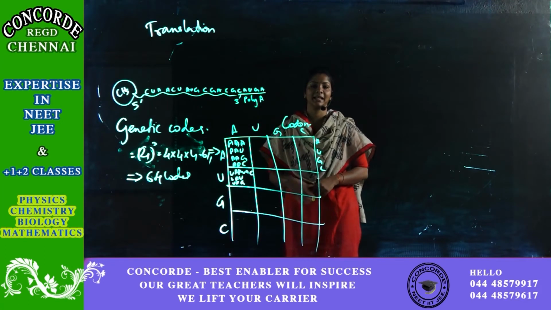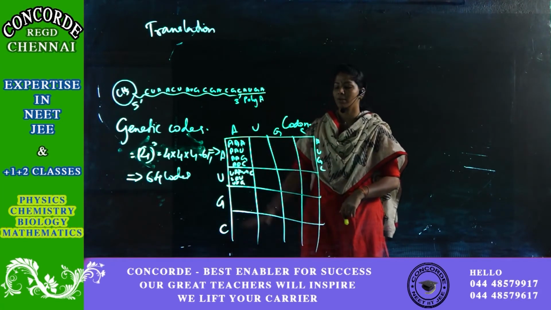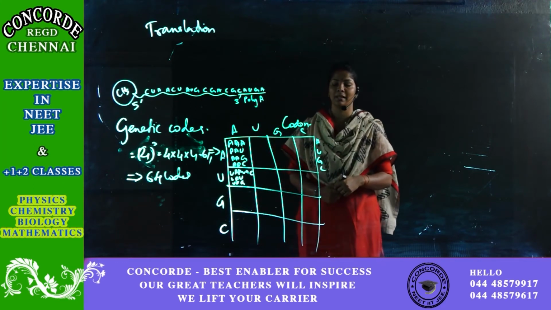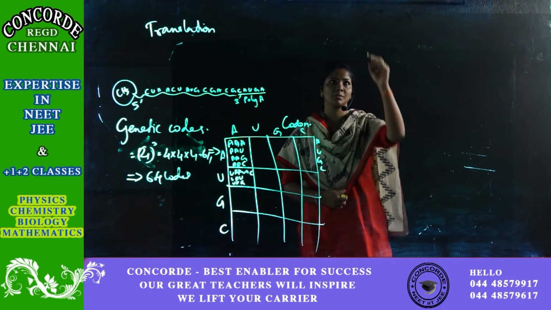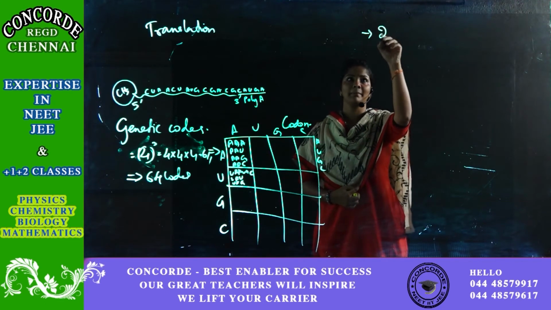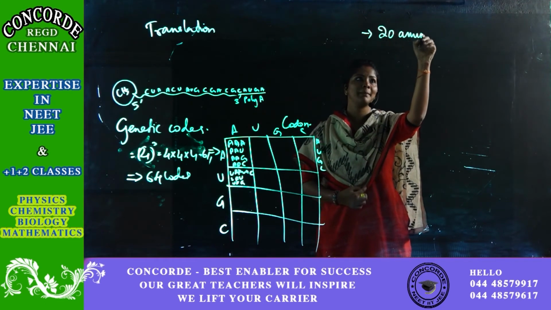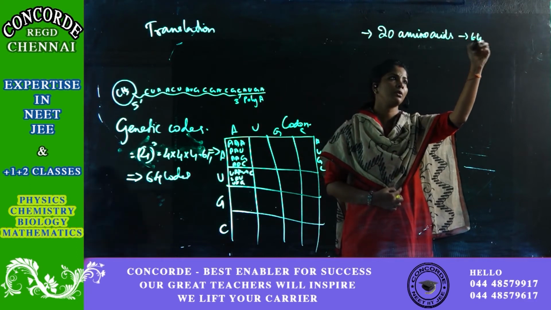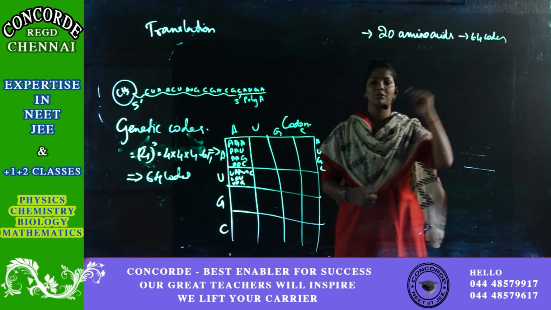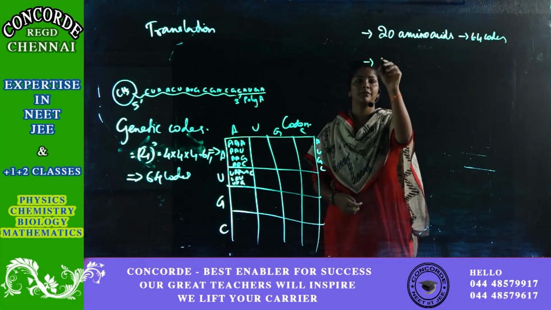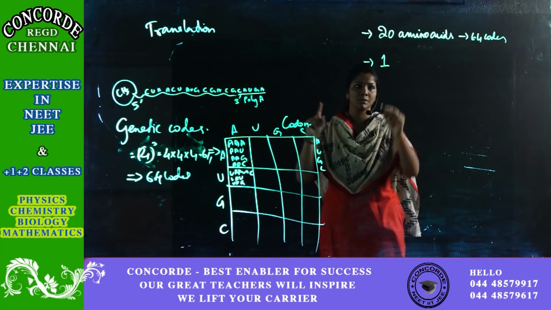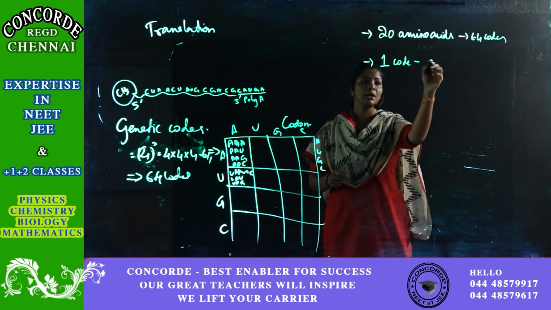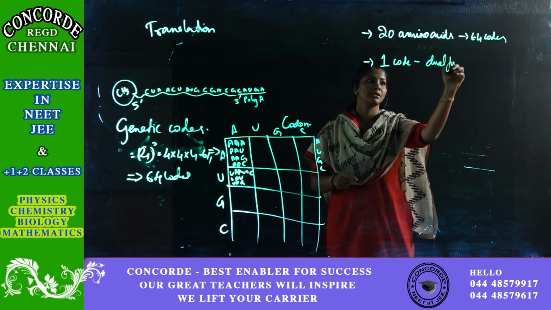So as we are seeing about the genetic code now, I told you there are totally 64 codes, correct? How many amino acids do we have? Totally 20 amino acids. So there are 20 amino acids and 64 codes. In these 64 codes, there's one code which does dual function.